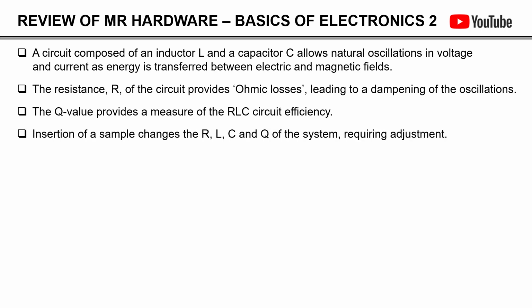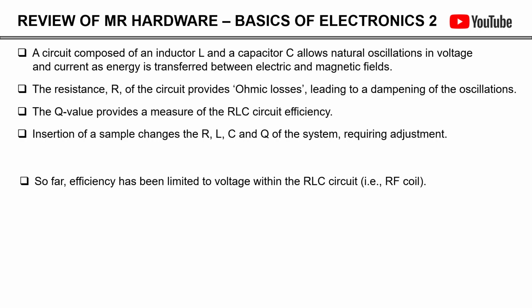Now, let's say that you have adjusted R, L and C to be in resonance with your spins. If you then add a sample to the coil, it will probably change the R, L and C of the combined system, and you will need to adjust that to get it back to the right frequency and also to the right resistance.